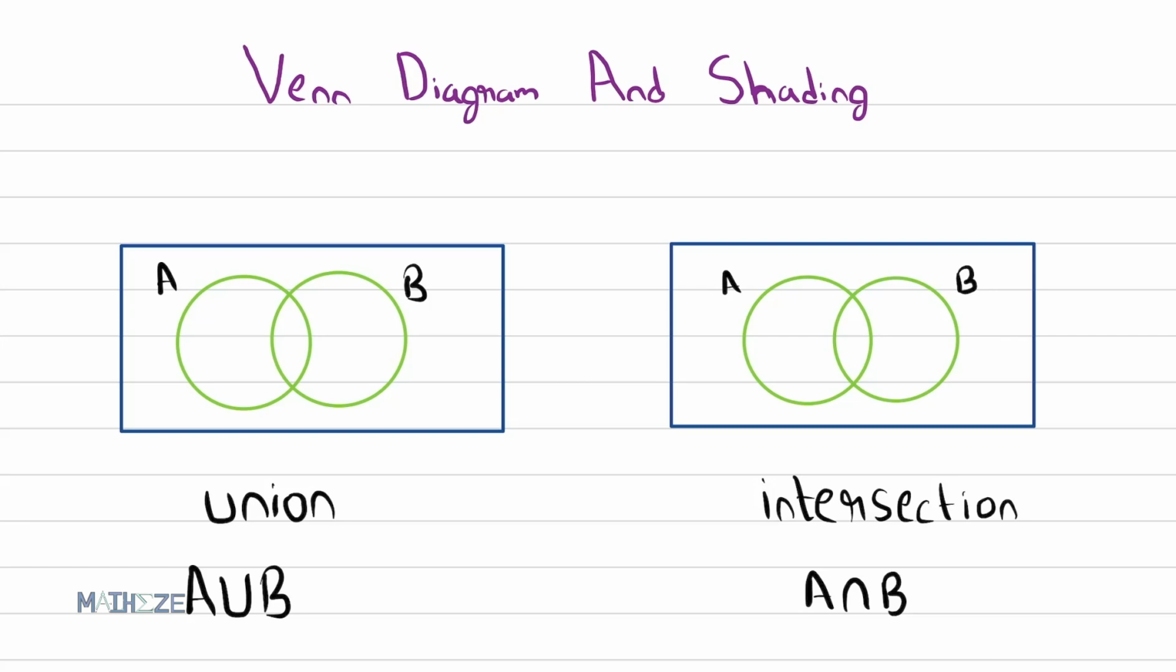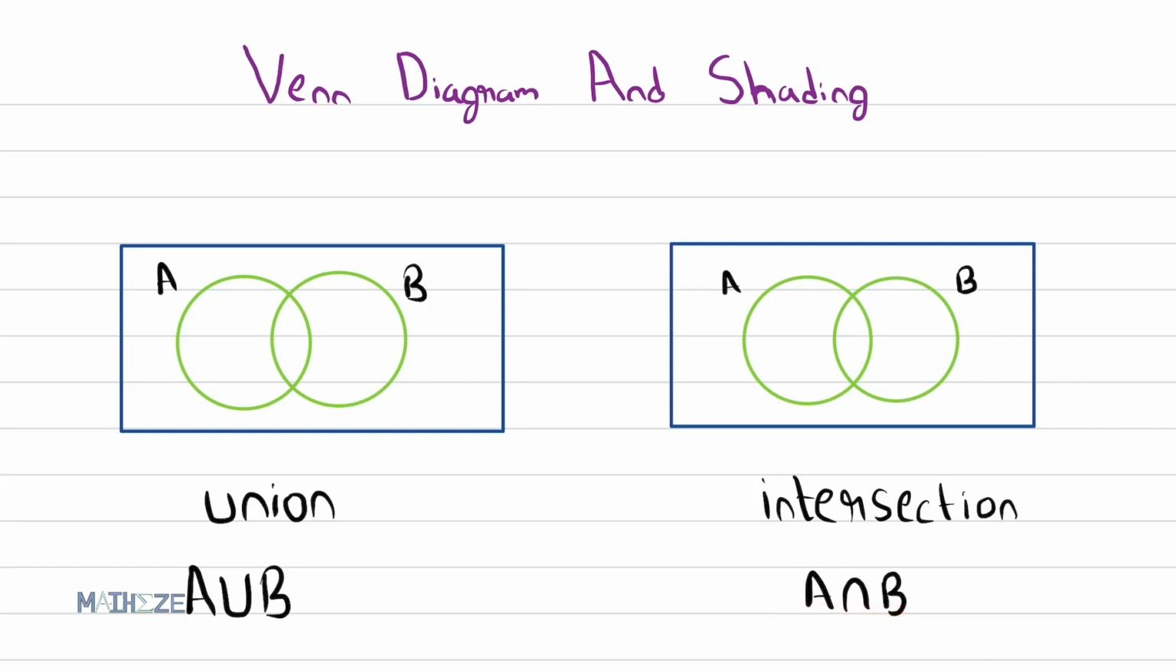All elements of A and all elements of B. The elements which are repeated will only be written once. And what's intersection? Common elements in both set A and set B.